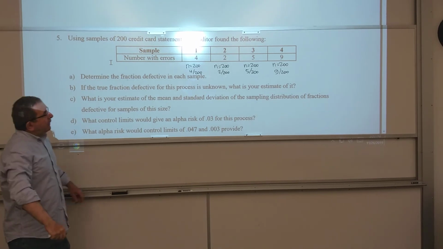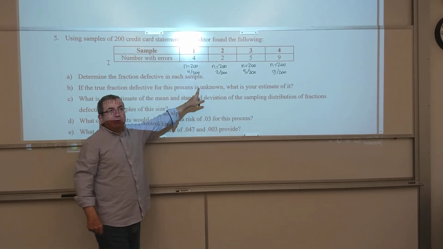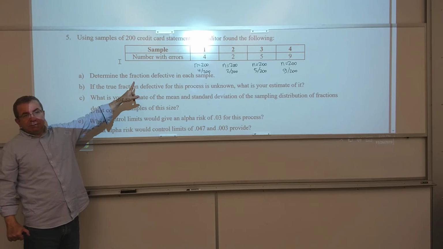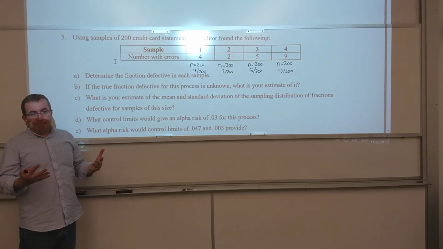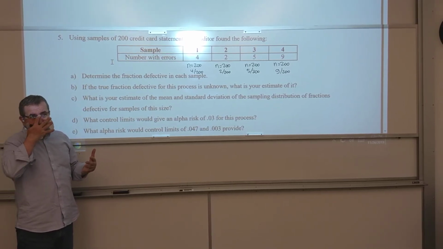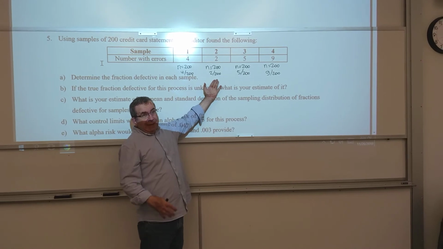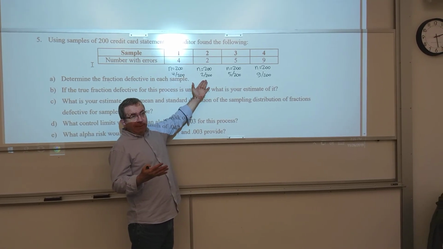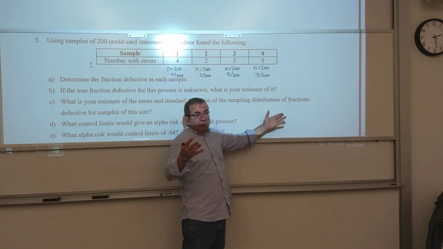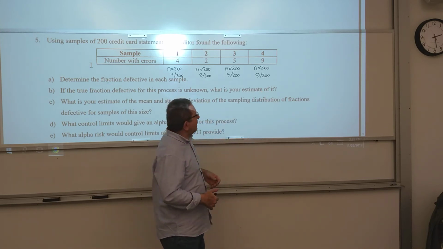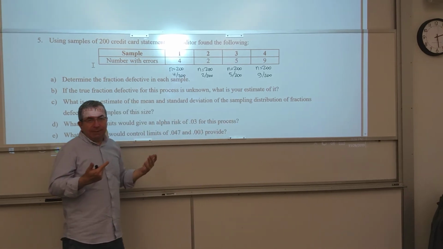Now, why are there more defective items in some samples and fewer defective items in other samples? Because you take them at random. By chance, maybe you took a relatively good sample and then you have fewer defective items, and maybe, again by chance, you picked a lower quality sample and you have more defective credit card statements, just by chance.